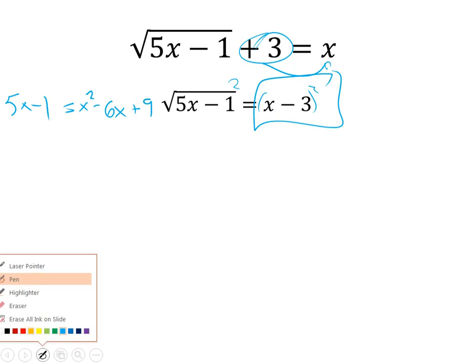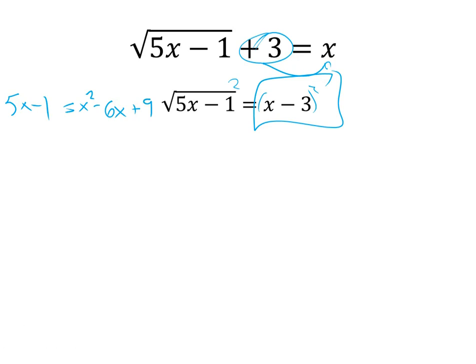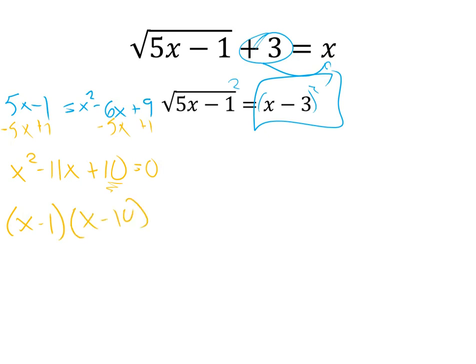Now from there, we would move everything to one side. So subtract 5x, add 1. That gets us x squared minus 11x plus 10. Now, this is equal to 0. Now, what will we do? Well, going back to what we did previously with factoring, what two numbers multiplied together get you 10 and added together get you negative 11? x minus 1, x minus 10. Okay, so that means our answers would be x equals 1 and x equals 10.